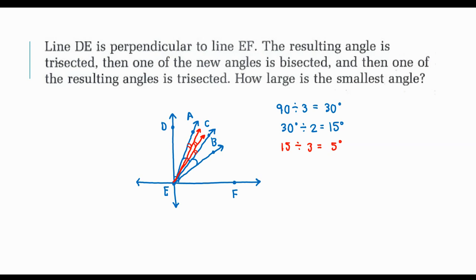And that's what the question was basically asking for. It said, how large is the smallest angle? So one of those smaller angles are all those little angles in the middle, and we just determined that it was 5 degrees.